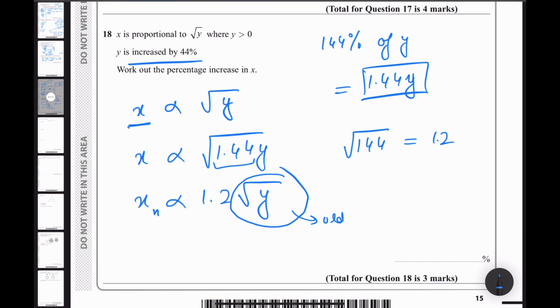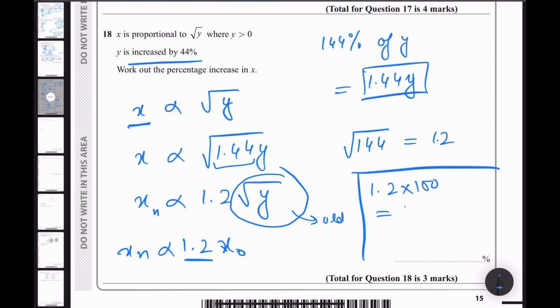So the new x will be proportional to 1.2 of our old x. So we will say that x has been increased by 1.2. If you convert 1.2 into percentage, we will just multiply 1.2 by 100 and it will turn into, sorry, it will become 120%.